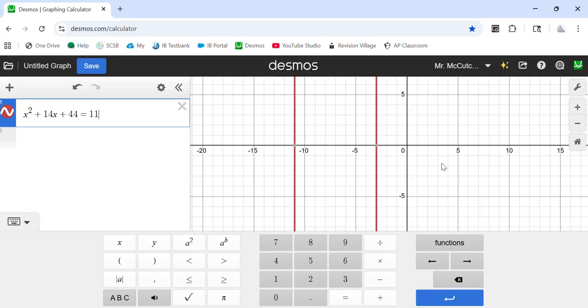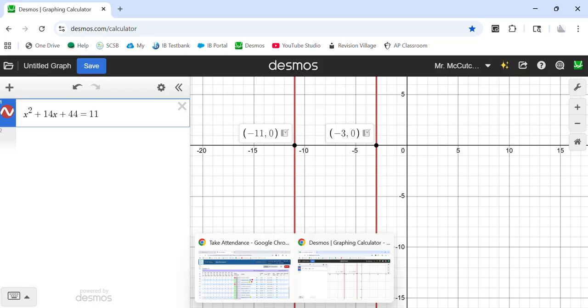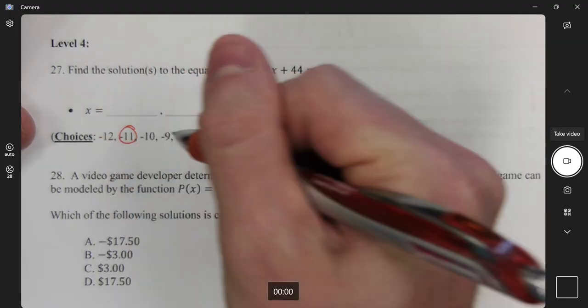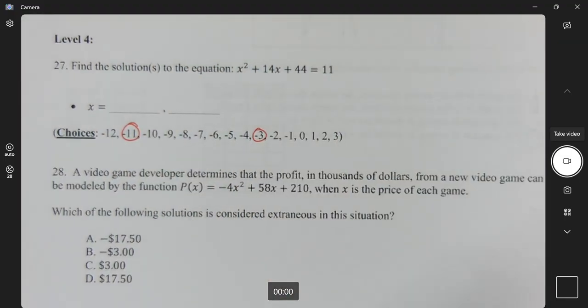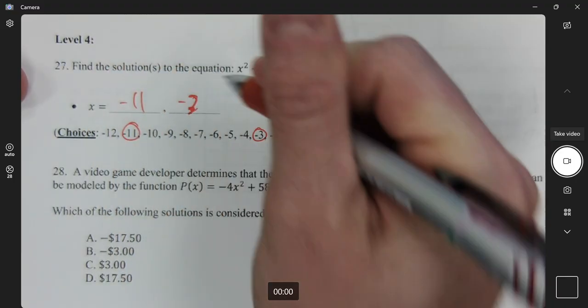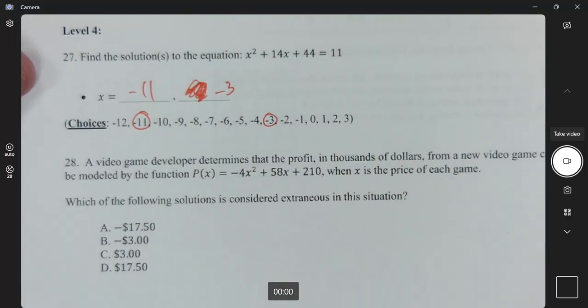And I'm going to zoom out, and I'm going to see that my answers are -11 and -3. Thank you, Desmos. Oops. Of course, there's no excuse for stupid. I wrote the wrong number, but there we go.